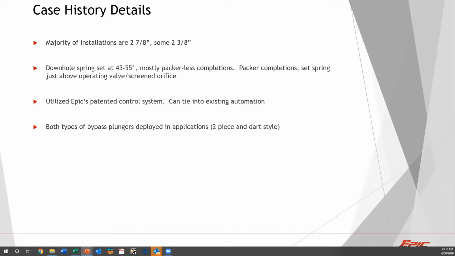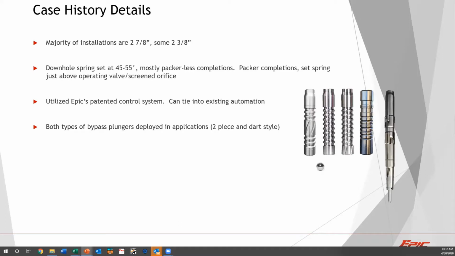And then we did run both styles of plungers. This is both the 2-piece as well as the dart style plunger or cage style plunger. We were able to pre-screen all of these candidates. So we would have created a spreadsheet just like I showed you and went through and identified all of the candidates that had the most upside potential to make sure that we got a lot of return on the investment.